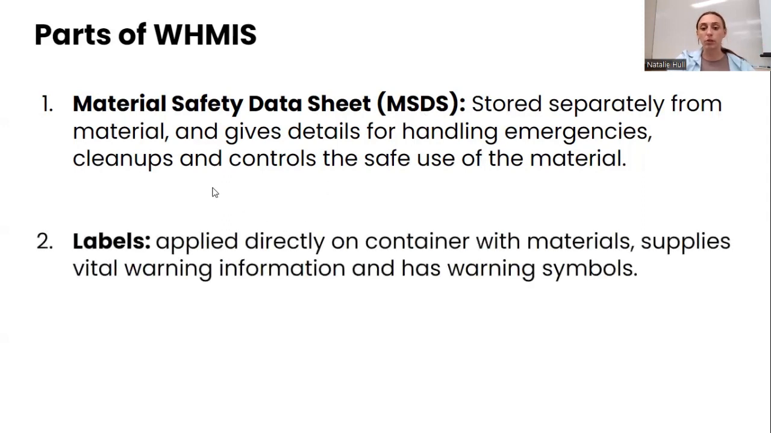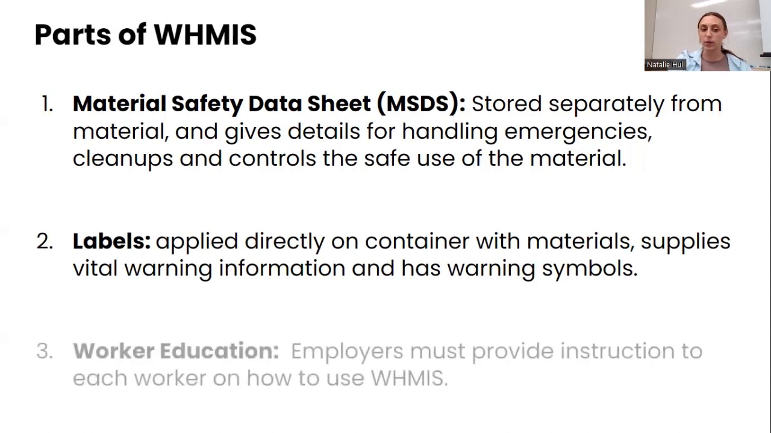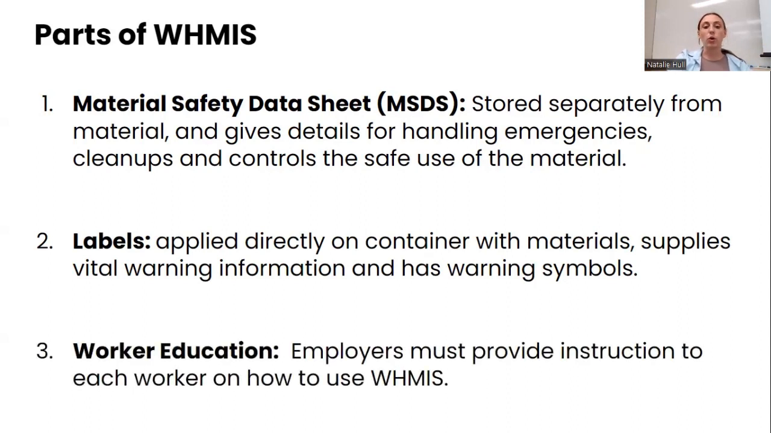It also includes labels. So these labels essentially are warnings that tell you what types of danger, what potential hazards that material has. And then also worker education. So you need to make sure that, or your employers need to make sure that you know what the hazardous materials are and how to use them. So every job you will have training. I, as a teacher, especially as a science teacher, need to do WHMIS training every year so that I know what materials we're working with and so that I can use them in a safe manner.